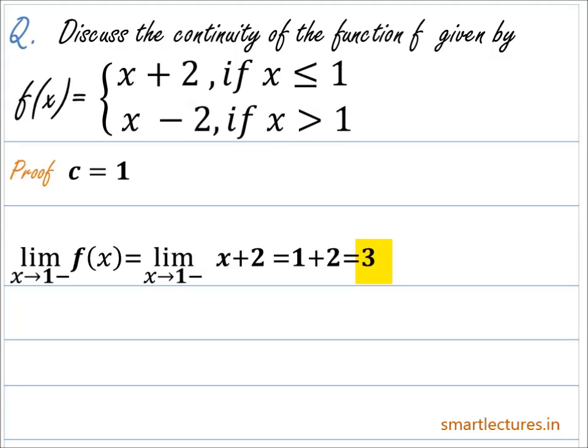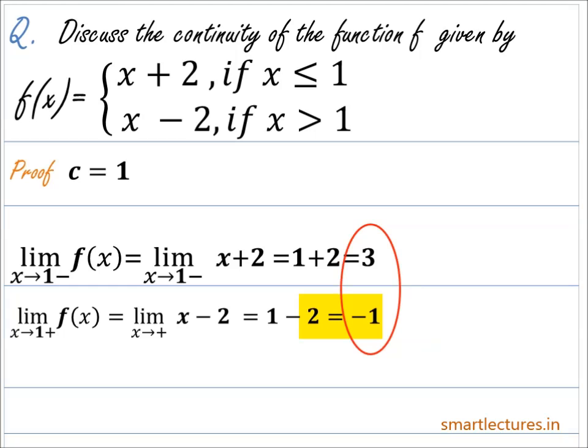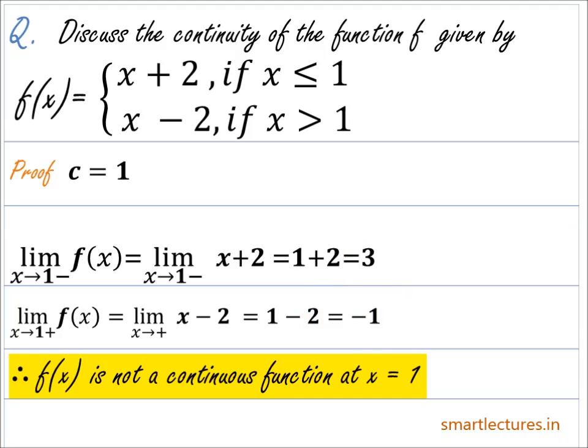And in the same manner, let's find out its right hand limit at x equal to 1. Now limit x approaches 1 from the right hand side f of x is equal to, now as x approaches 1 from the right hand side or x greater than 1, then f of x is equal to x minus 2. Now this expression can also be written as limit x approaches 1 from the right hand side x minus 2, and which is equal to 1 minus 2 or minus 1. So here clearly you can see the left hand limit and the right hand limit are not same. So that means the limit of the function at the point x equal to 1 doesn't exist. So that means the function f of x is not a continuous function at the point x equal to 1.